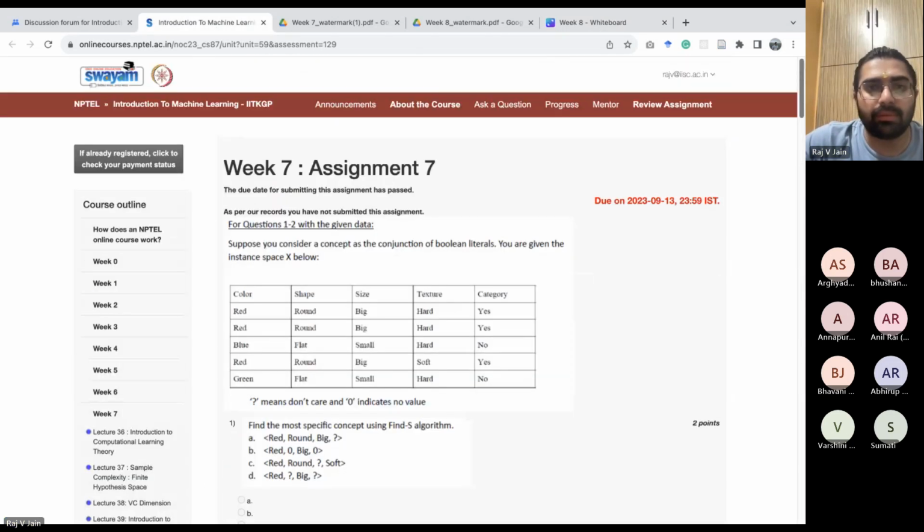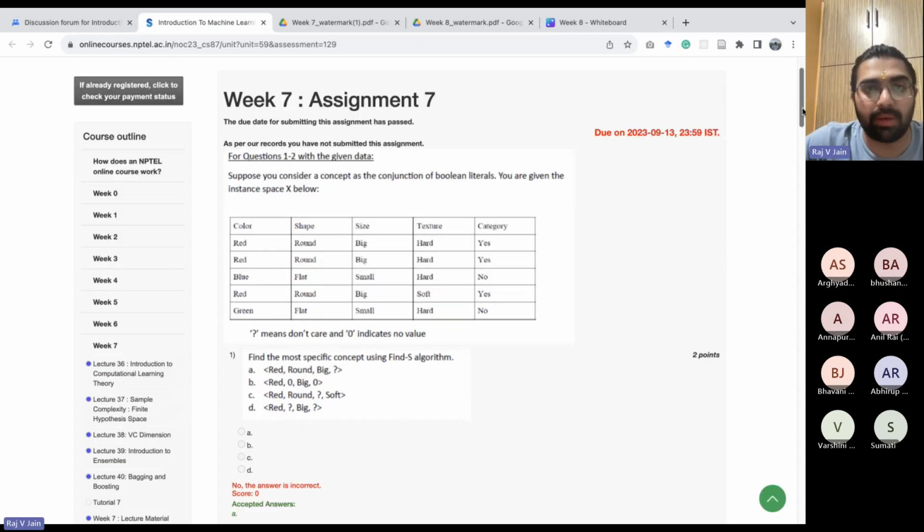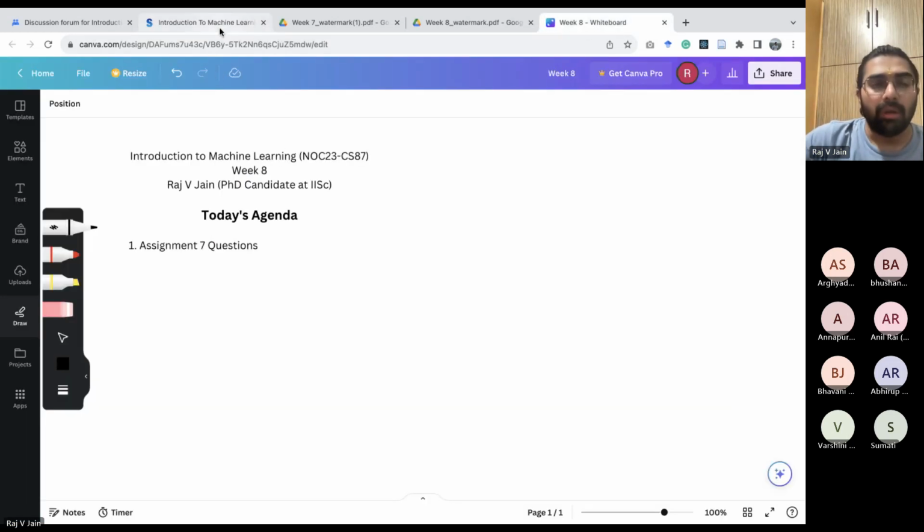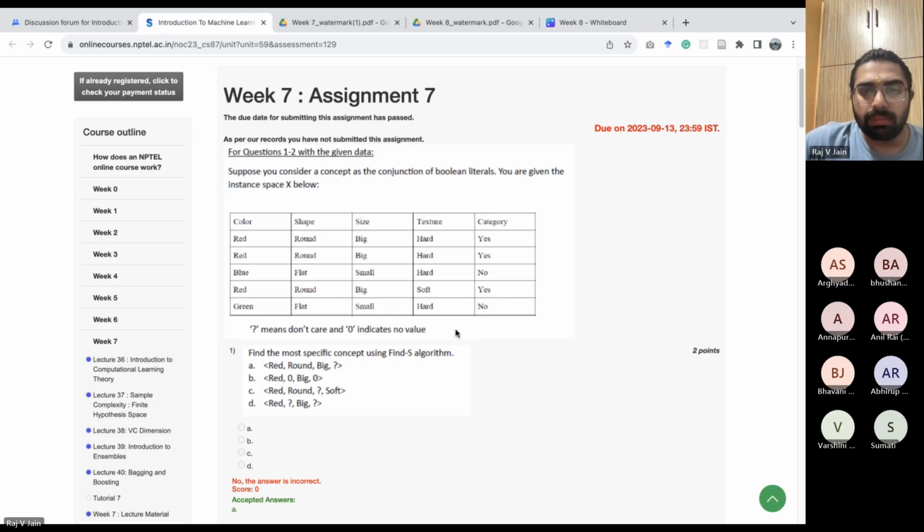Right, so let's begin with assignment 7. First question, any thoughts? What are we asked? We are asked to construct a most specific concept, but only using a conjunction of Boolean literals. The instance space and examples are given below. What would be your first step in the Find-S algorithm? Anyone remember? How would you start this? The parameters are 5, with null values.